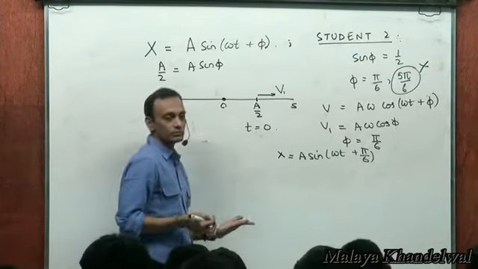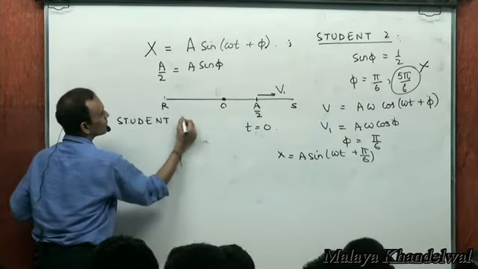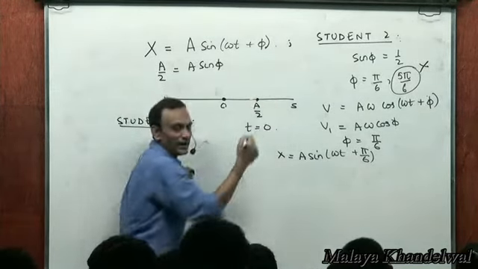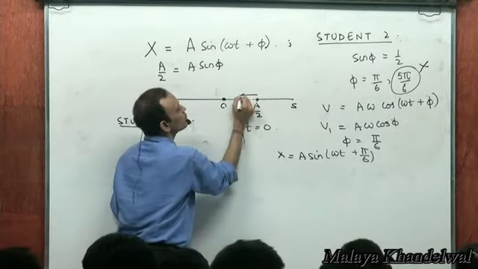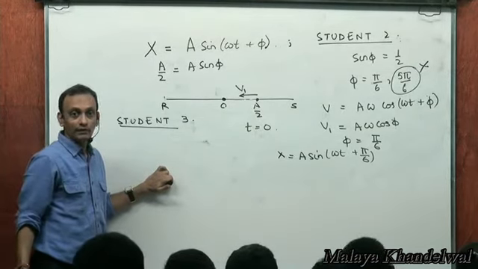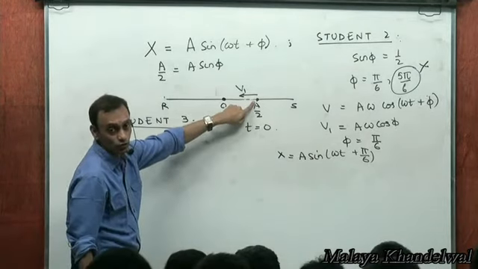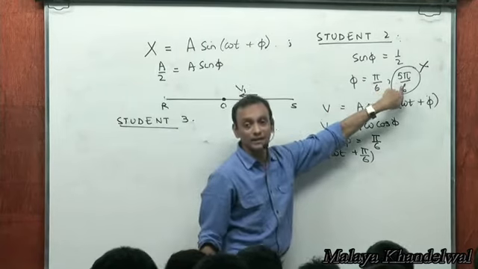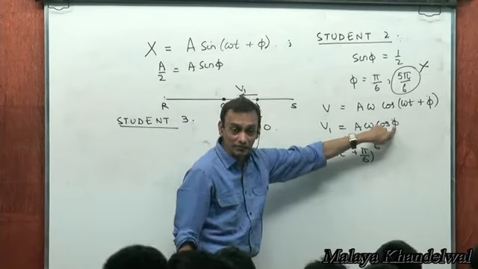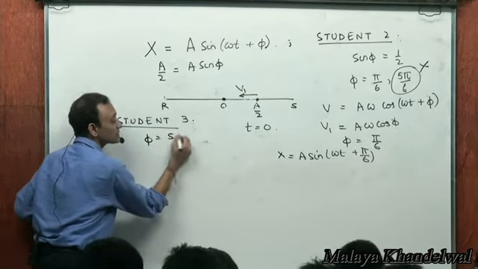The third student found the particle at x equal to a by 2 when he started to observe, and the particle was moving leftwards with a velocity v1. Therefore, for him, again the same thing. At t equal to 0, x was a by 2. Phi could have been pi by 6 or 5 pi by 6. But v1 should have been negative, so cos phi must have been negative. So phi must have been 5 pi by 6.